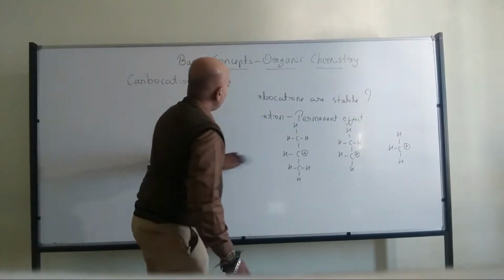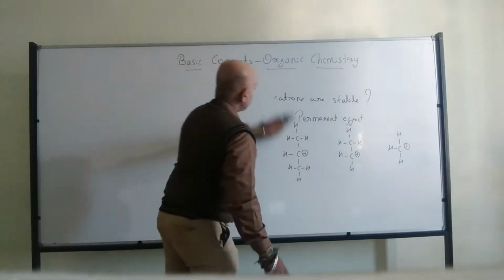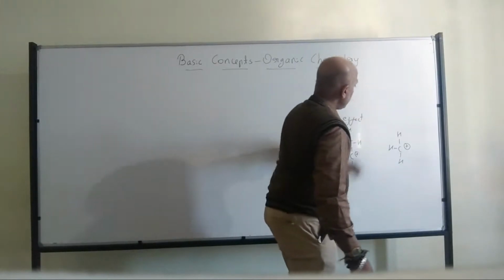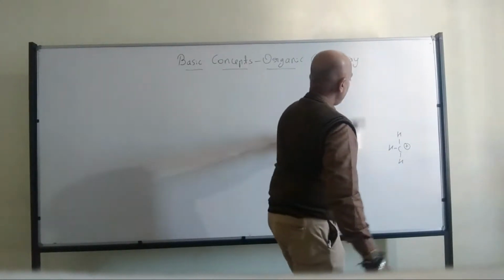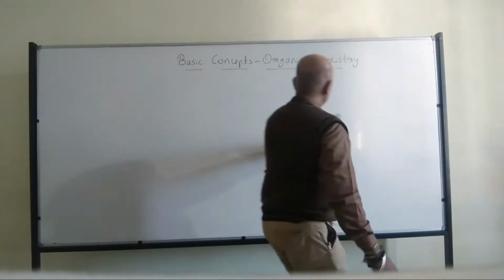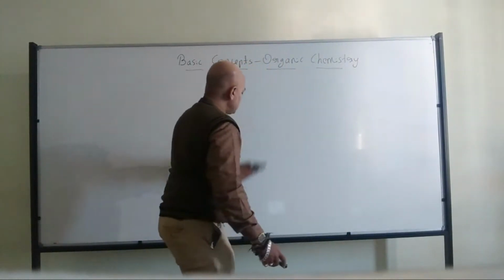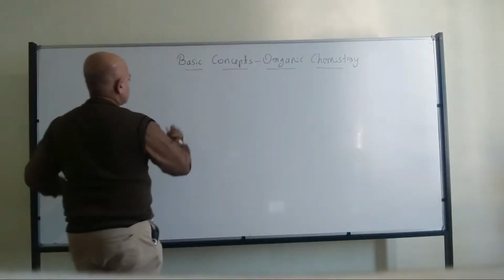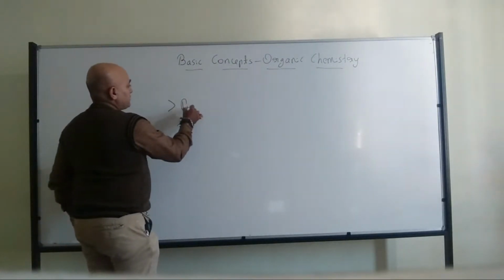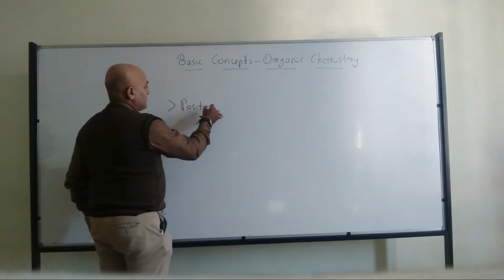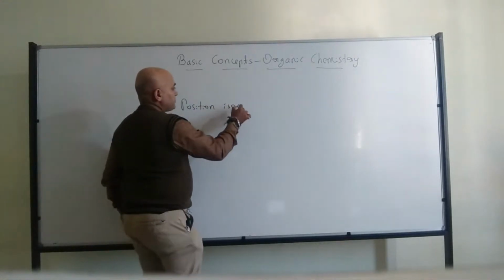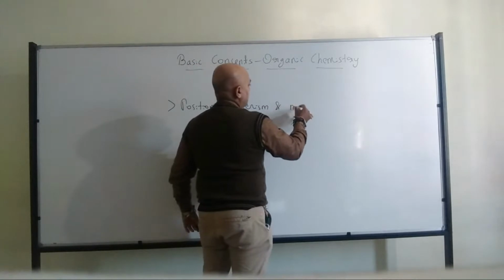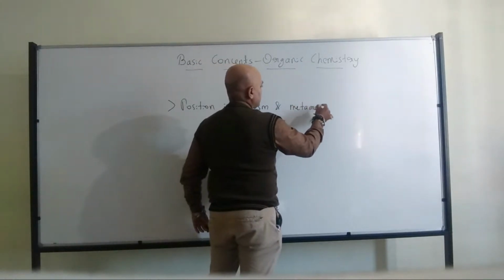Okay, so what have we discussed today? First, we discussed the difference between chain isomers and metamers: chain isomerism, positional isomerism and metamerism. That's what we first discussed, right? What is the difference?